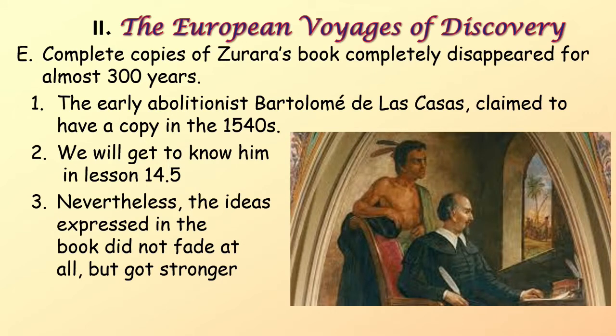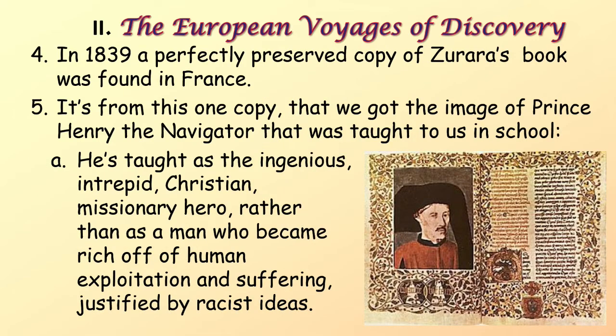Now, here's the interesting thing. Complete copies of Zurara's book completely disappeared for almost 300 years. Now, the early abolitionist Bartolomeo de las Casas, who we will study in detail in a very soon lesson, actually claimed to have a copy in the 1540s. But nevertheless, the ideas expressed in the book did not fade at all. Instead, they actually got stronger. And in the year 1839, a perfectly preserved, pristine copy of Zurara's book was rediscovered in France.